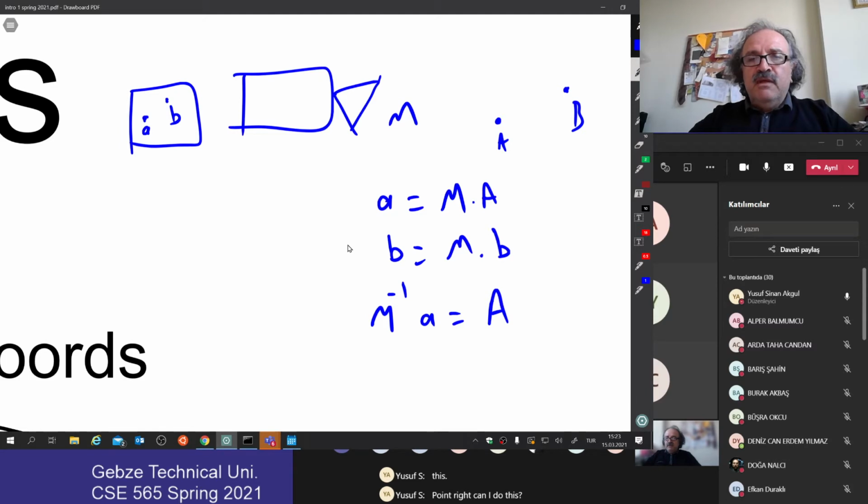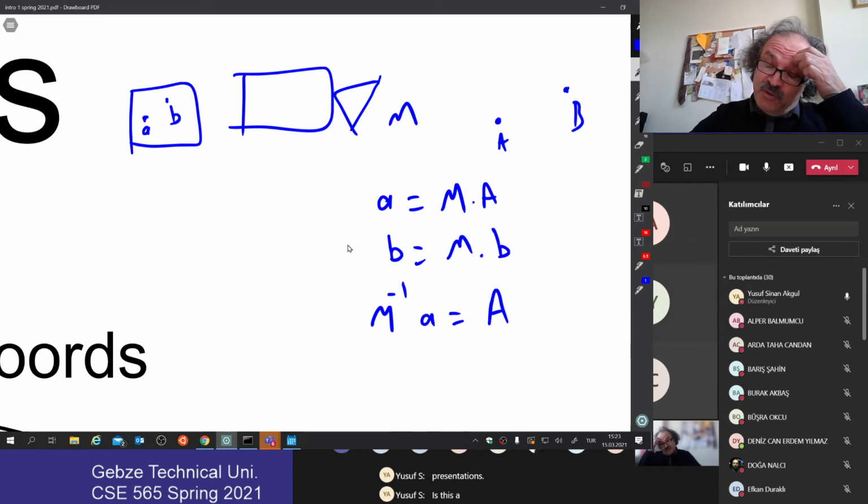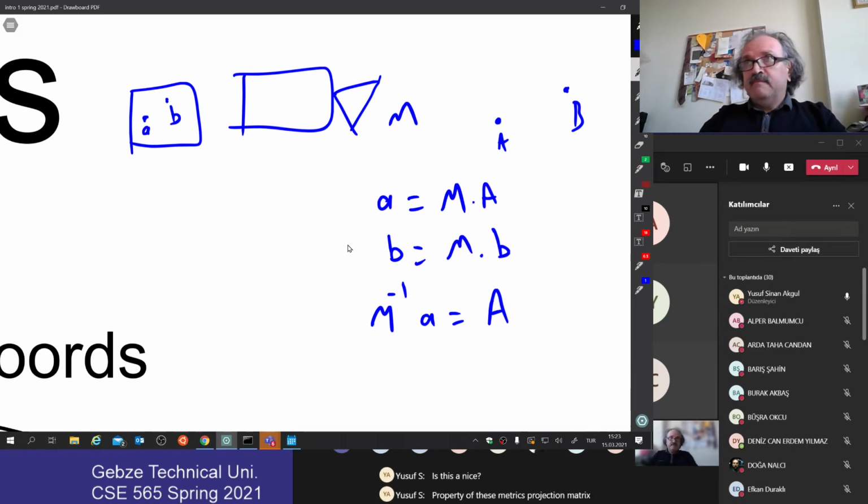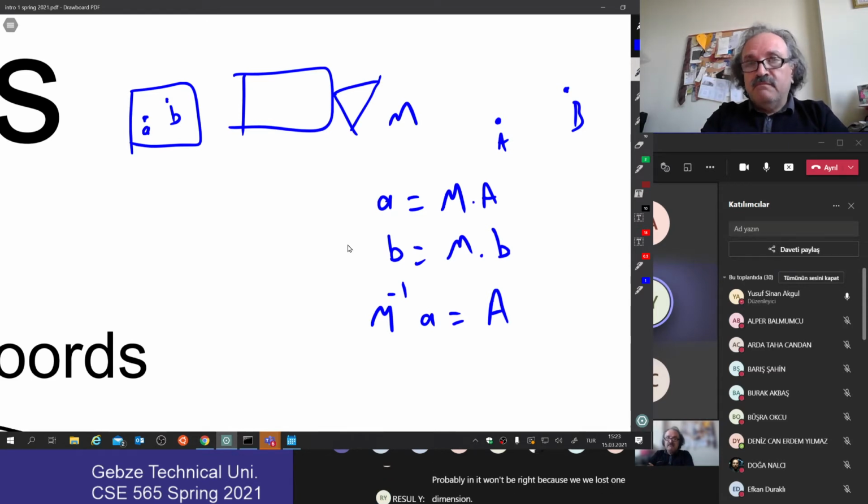So that's kind of using this linear algebra stuff. I can determine the depths of points from their image representations. Is this a nice property of this matrix, the projection matrix? Tell me what you think. Probably it won't be right because we lost one dimension. Yeah. And we projected the real image.